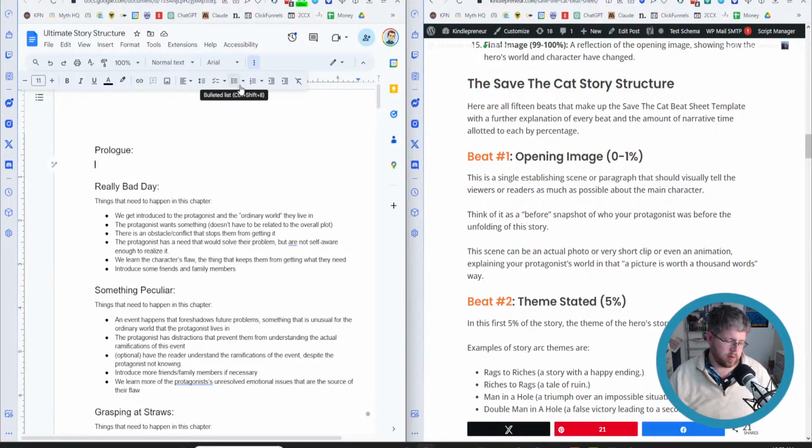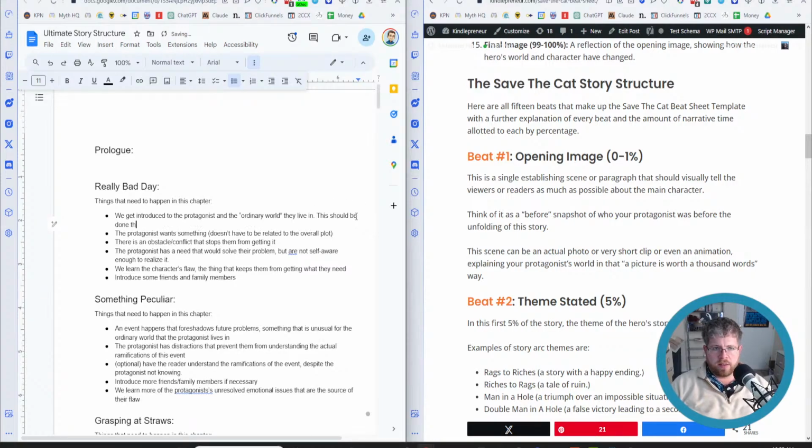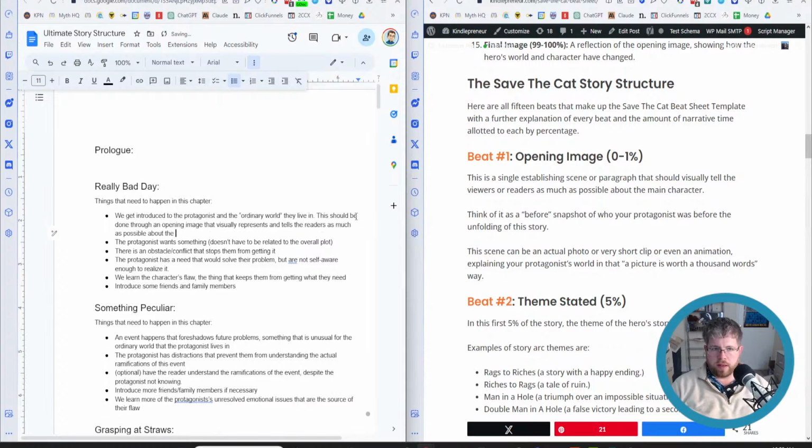there's two things I want to put here. And this is me adding a little bit of my own experience as well. Here in The Really Bad Day, we get introduced to the protagonist and the ordinary world they live in. This should be done through an opening image that visually represents and tells the viewer, the readers, as much as possible about the main character.